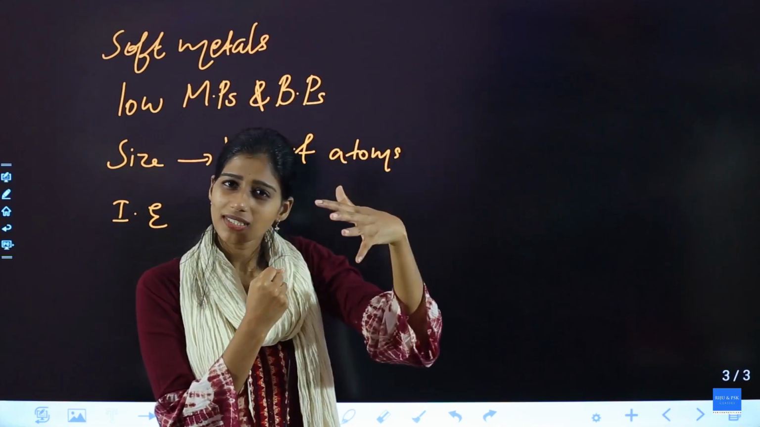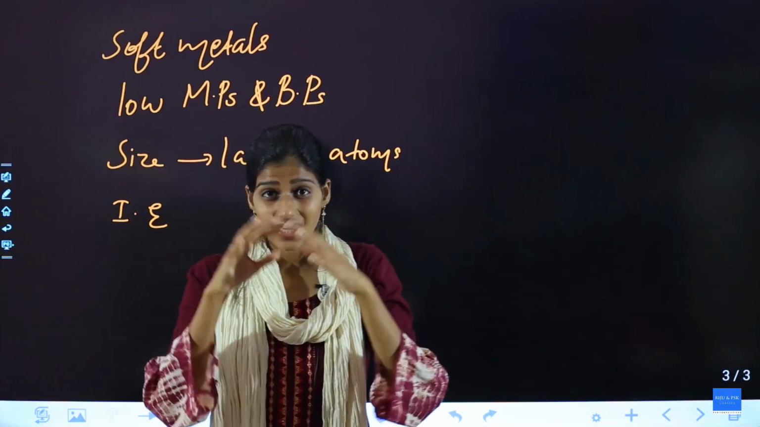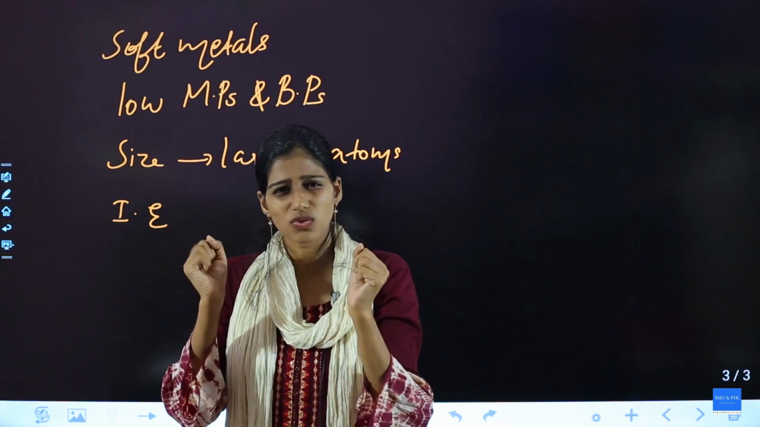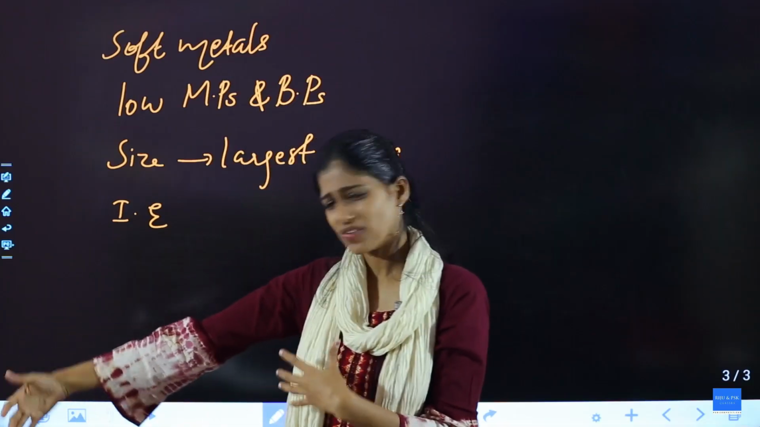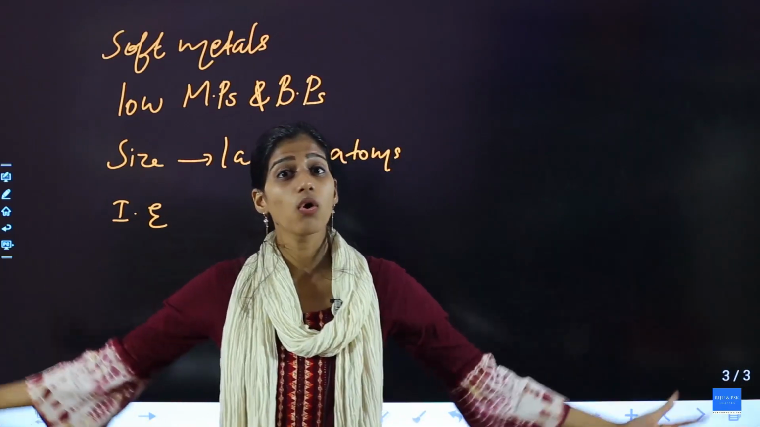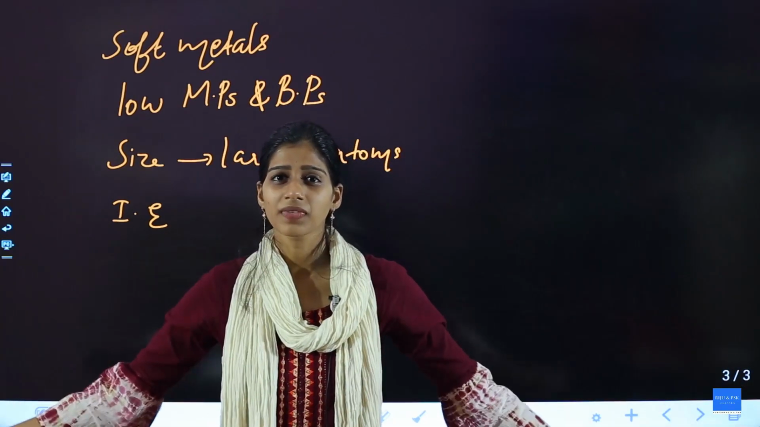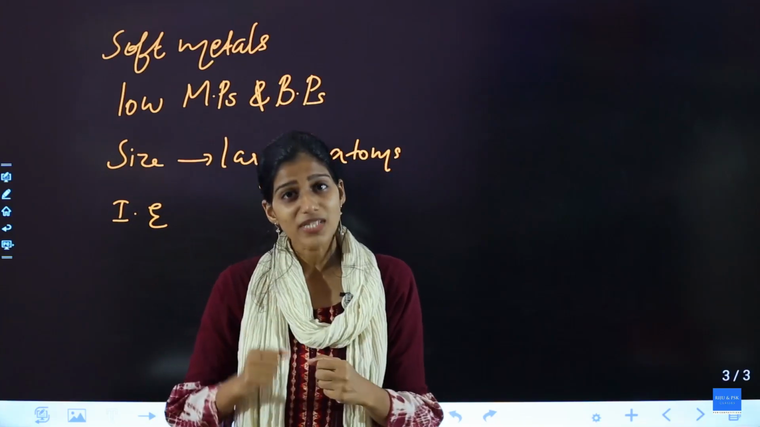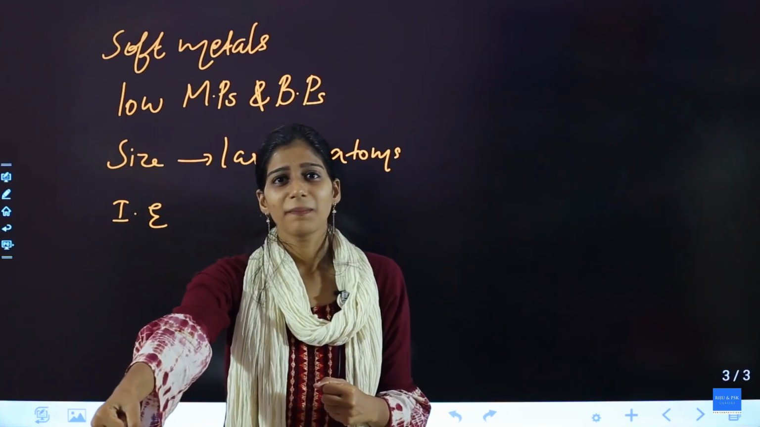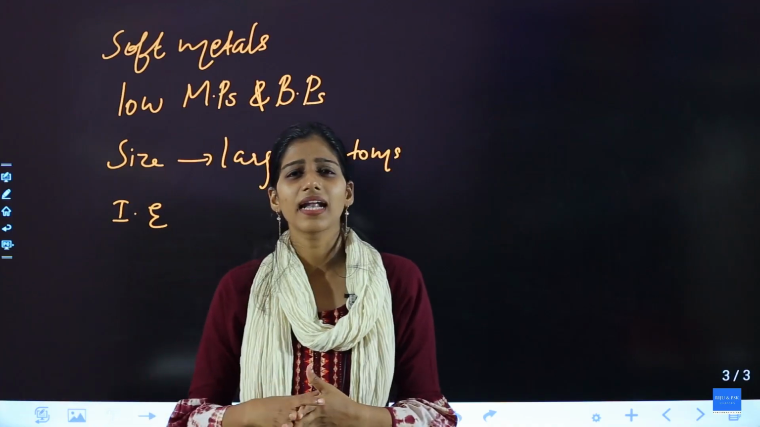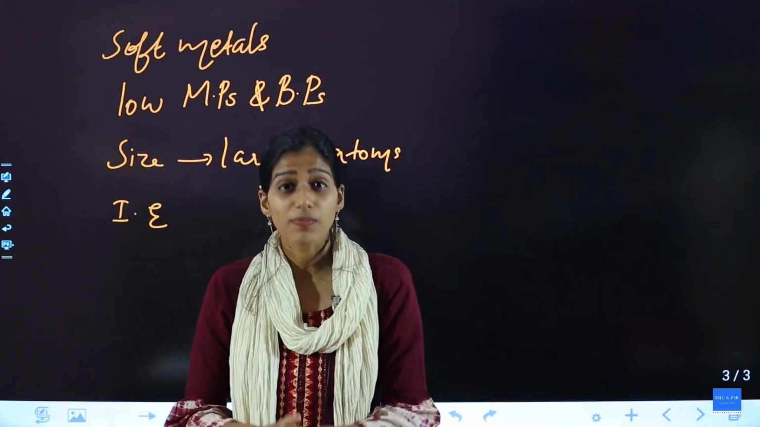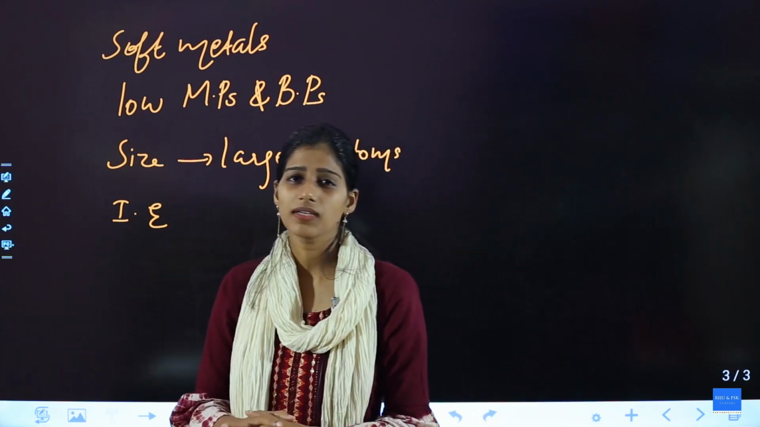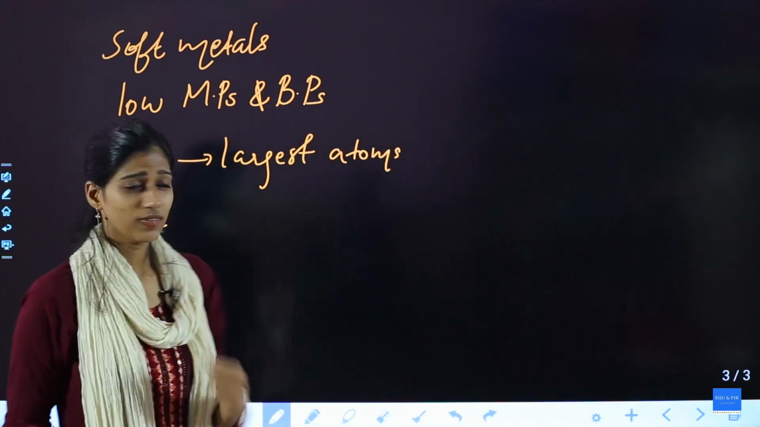When you have small sizes, the nucleus can hold all the electrons very tightly, because they are very near. It is like me holding all the children around me. When you are very far away from me, it is very difficult for me to reach a hand to you, because you are very far and the connection is very poor. In the same manner, when you have a bigger atom, it is very easy to remove the electron.